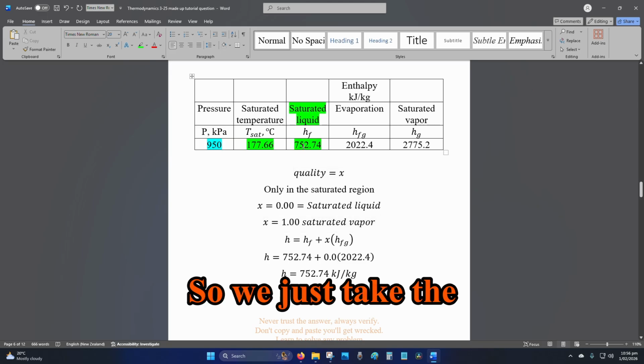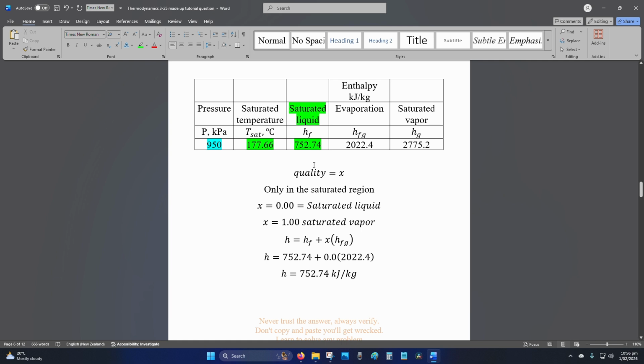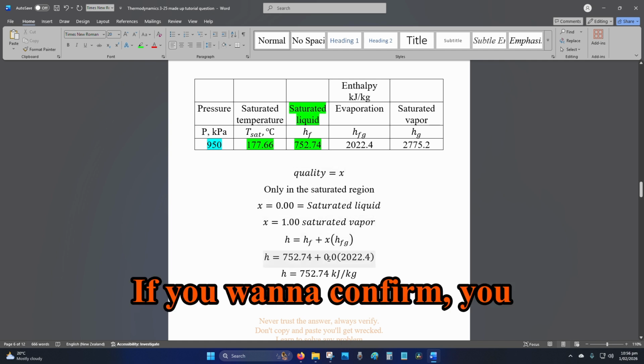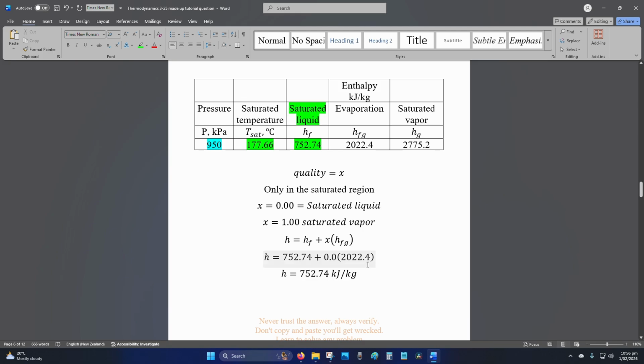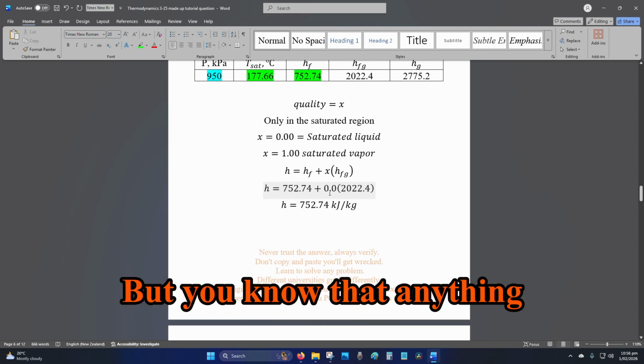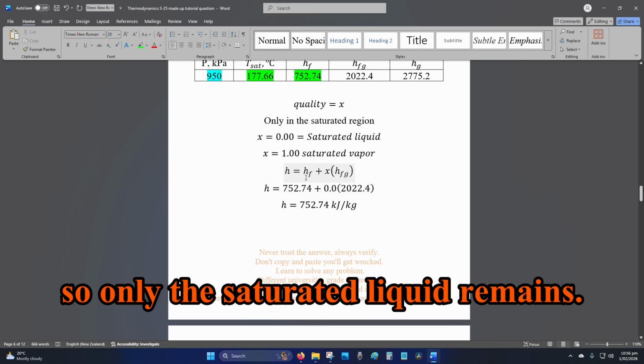So we just take the saturated liquid value directly from the table. If you want to confirm, you can plug it into the equation and check it yourself. But you know that anything multiplied by 0 becomes 0, so only the saturated liquid remains.